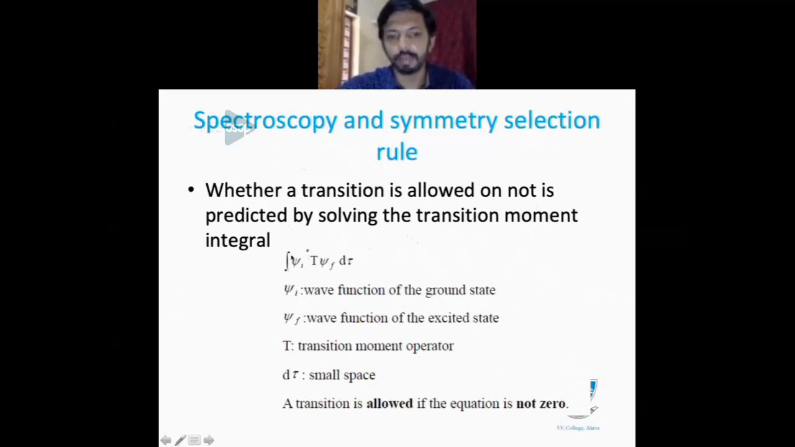This is the transition moment integral, where psi i is the wave function of the ground state, psi f is the wave function of the excited state, T is the transition moment operator, and d tau is the small space. A transition is allowed if the integral is non-zero. If the transition moment integral is non-zero, this transition is allowed, and if it is 0, this transition is forbidden.